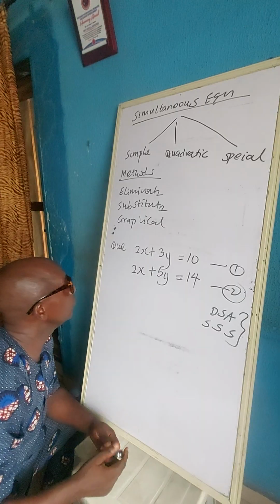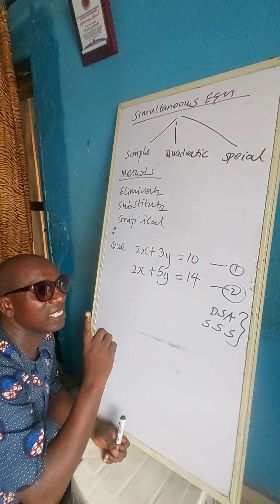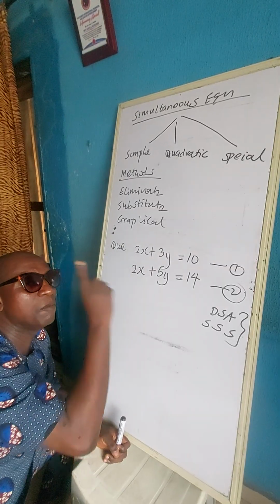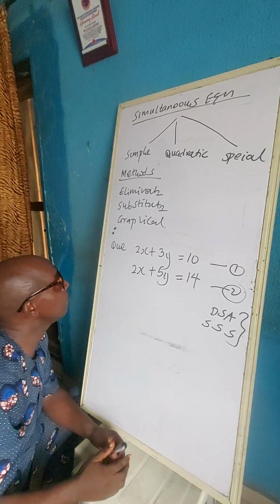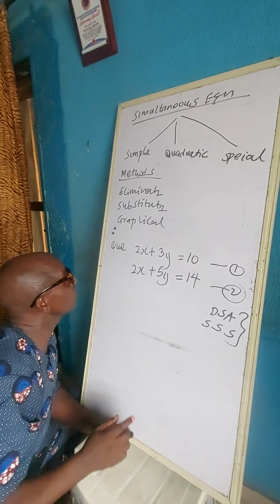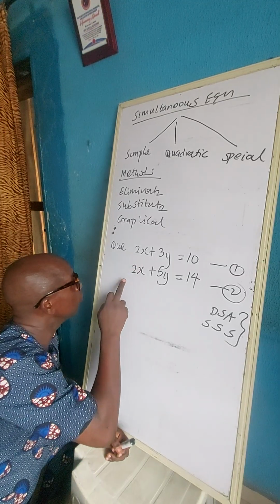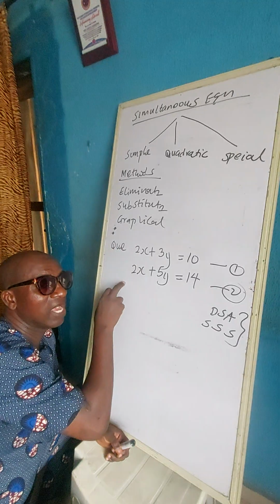Now let's go. Same sign, we need to subtract. Before you subtract or add, one of the coefficients of the letter must be the same. If not, nothing can be done. How do I know? Let's look at the first equation. Coefficient of x is 2. Coefficient of x is 2. The coefficients are the same. You can either subtract or add.